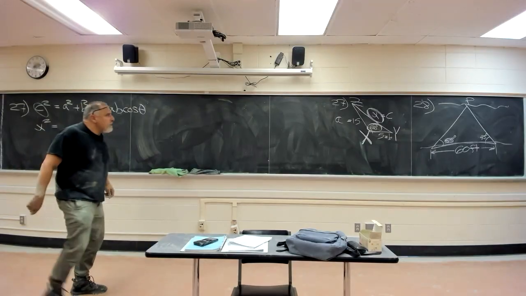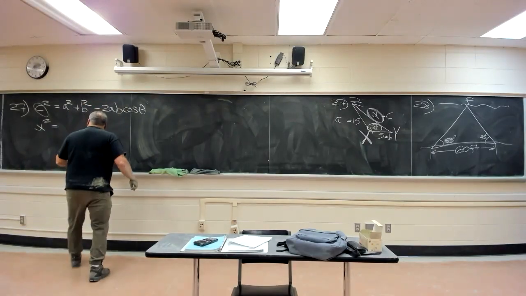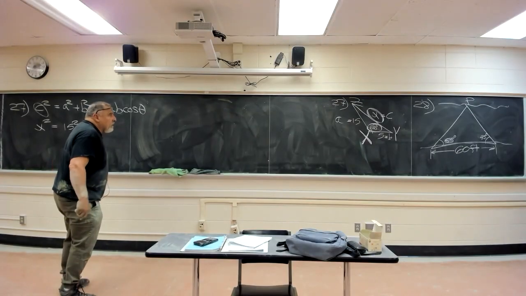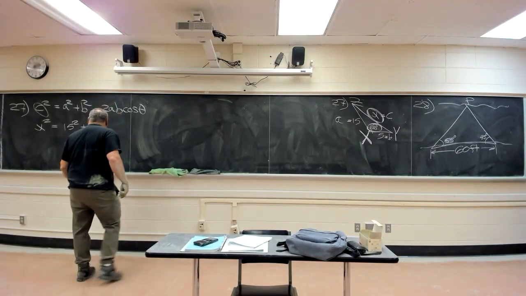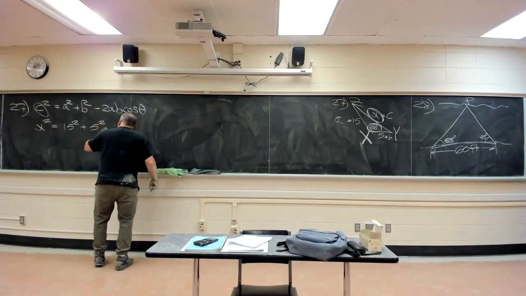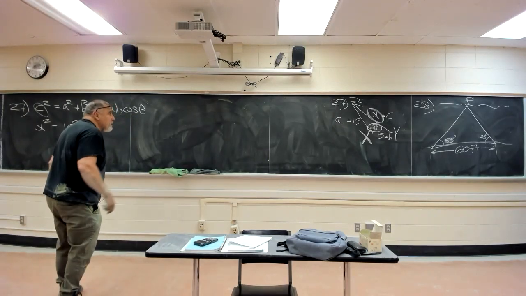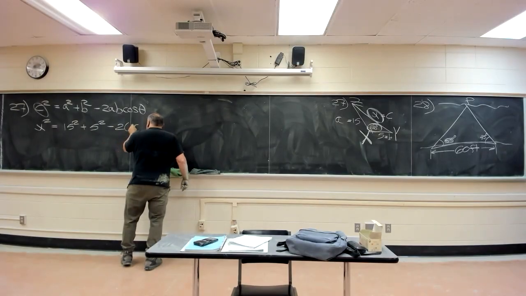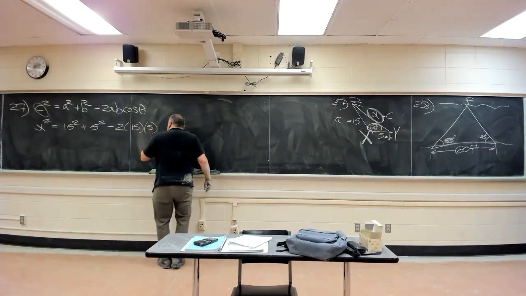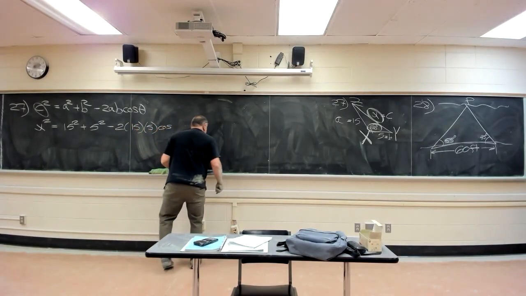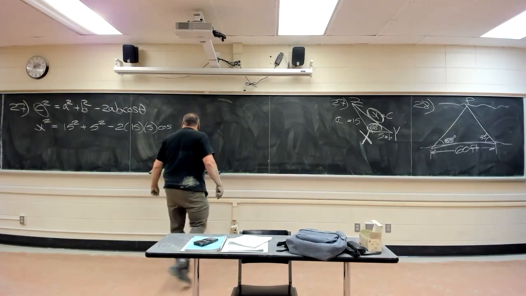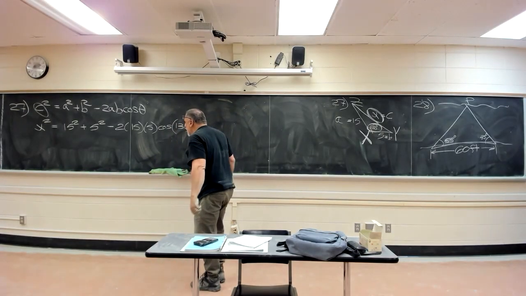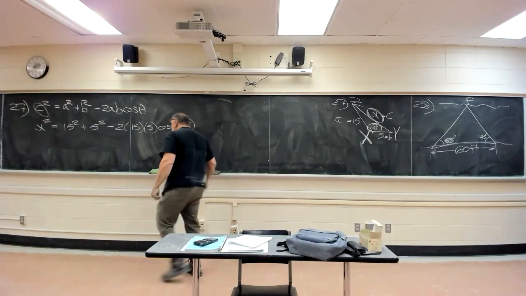The A is 15, the B is 5. Cosine of theta is cosine of big X, cosine of 130 degrees rather. And we got all this. A little bit of a mess, but it shouldn't be too bad.